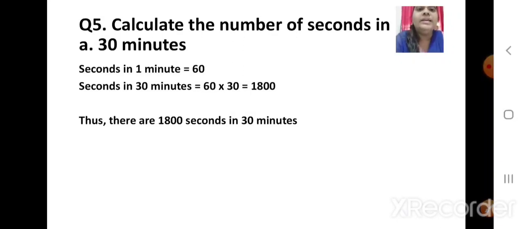So for finding 30 minutes, how many seconds are there? We have to multiply 30 into 60. Okay. If you multiply, see here, 6 3s is 18 and 2 zeros are there. So the answer is 1800. So there are 1800 seconds in 30 minutes. Okay. Write it down, children, everyone.